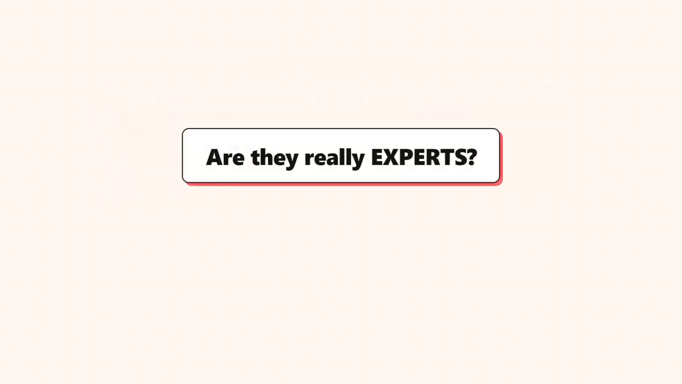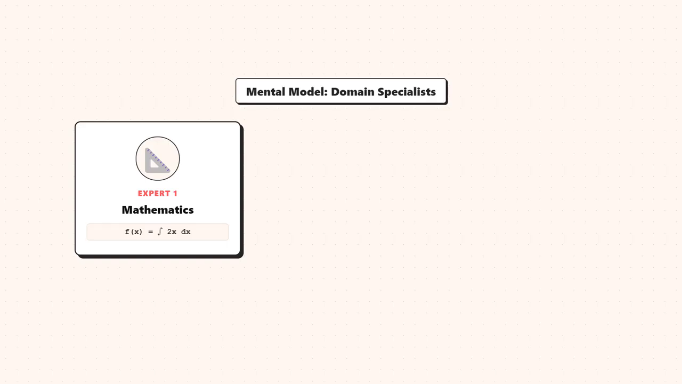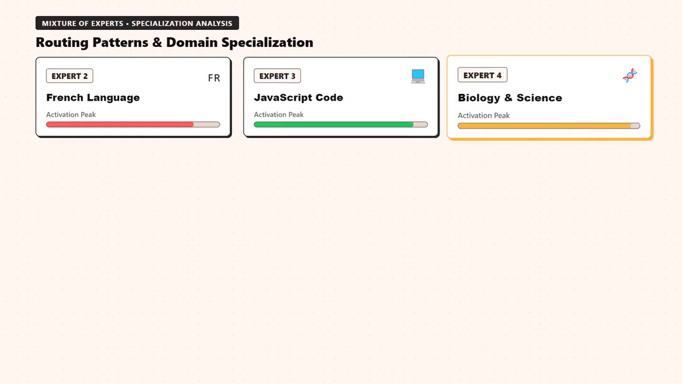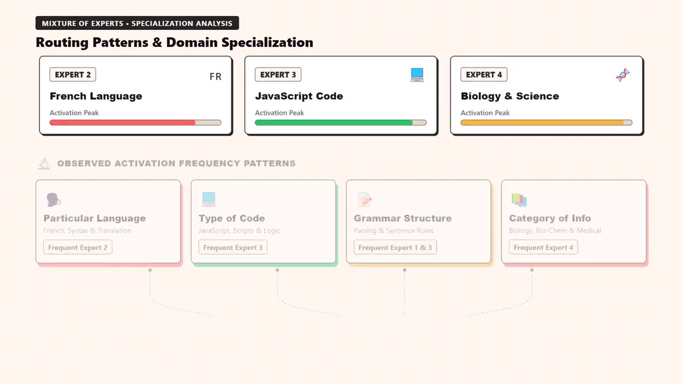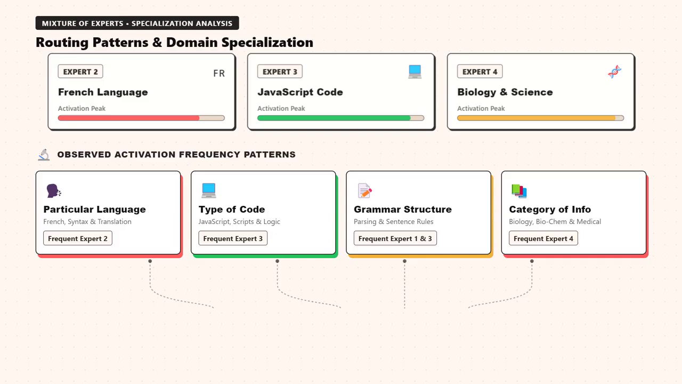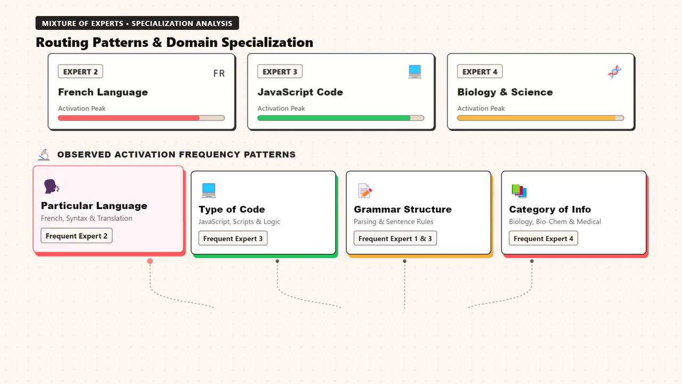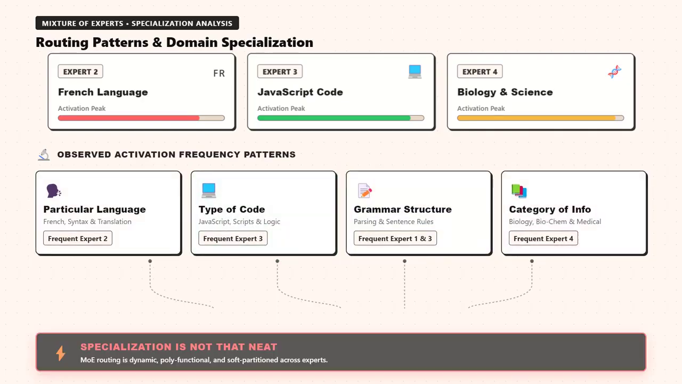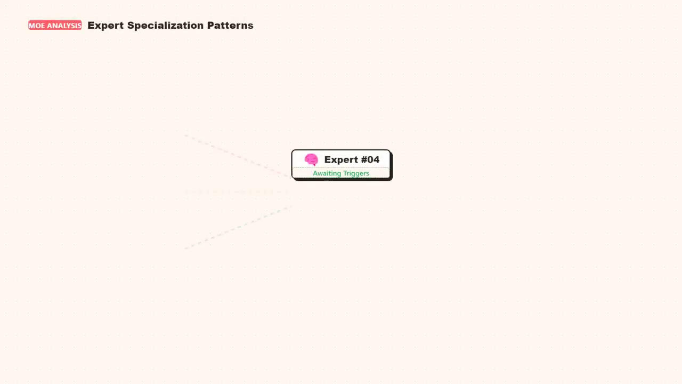Are they really experts? This is where the name can be a little misleading. When people hear expert, they often imagine a clearly organized system. Expert 1 handles mathematics. Expert 2 handles French. Expert 3 handles JavaScript. Expert 4 handles biology. Researchers sometimes do find patterns like this. An expert may activate more frequently for a particular language, type of code, grammatical structure, or category of information. But the specialization is usually not that neat.